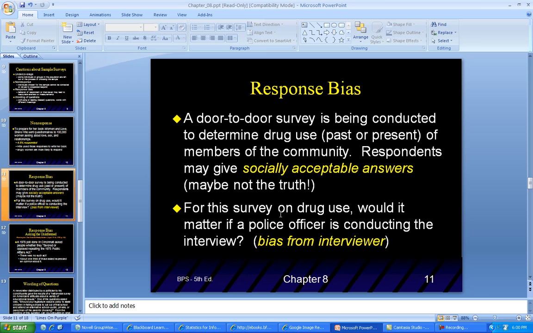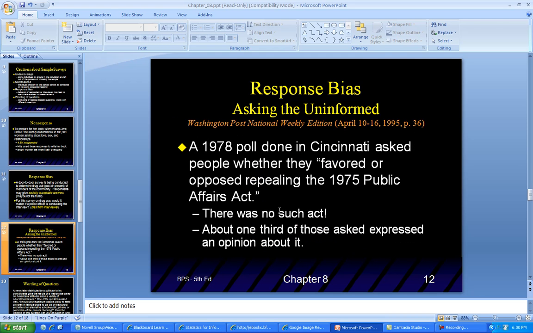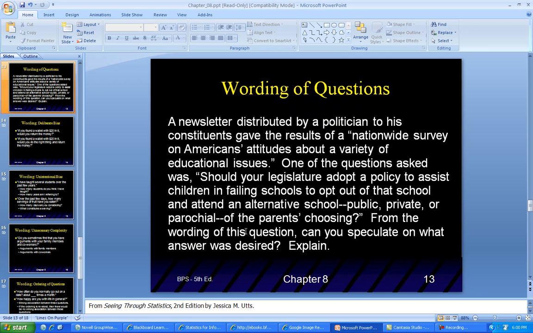Or is it just someone who does meth that asks around? Asking the uninformed. Here was a question. This was just a poll done in Cincinnati, and it wasn't even a real Public Affairs Act, and 1/3 of the people had an opinion about it. The way you ask questions can be biased as well.